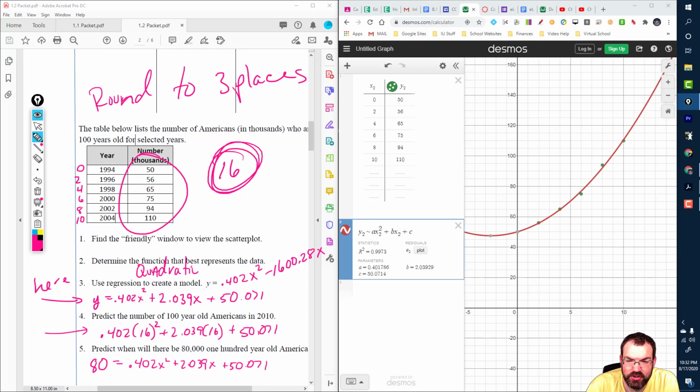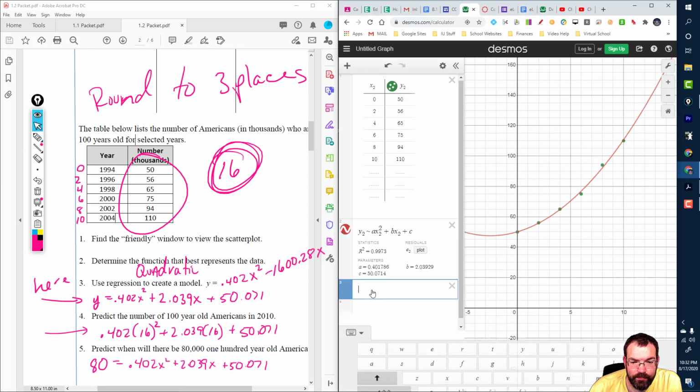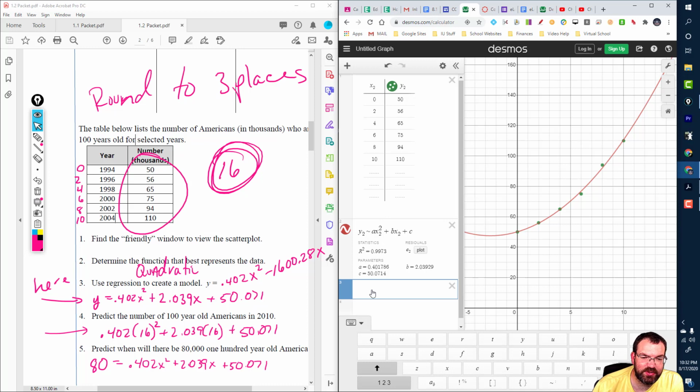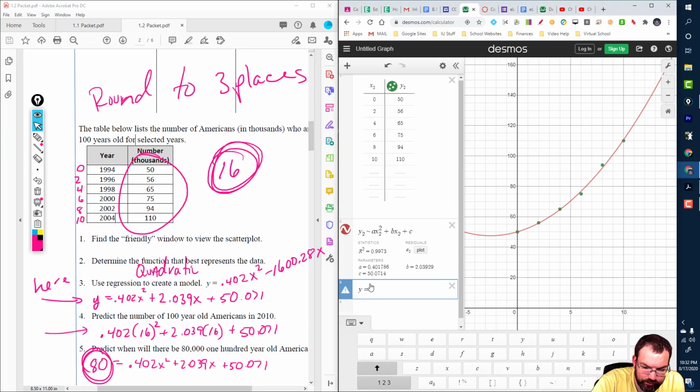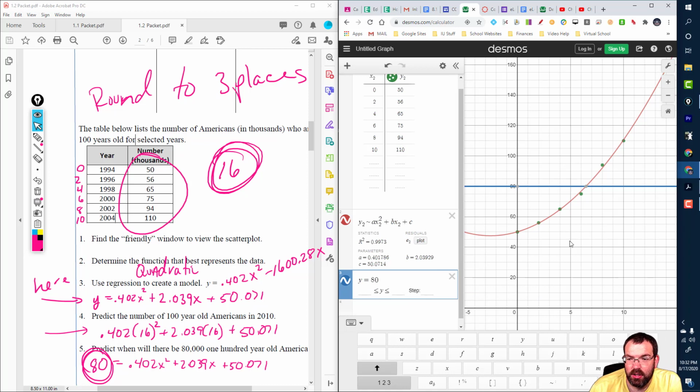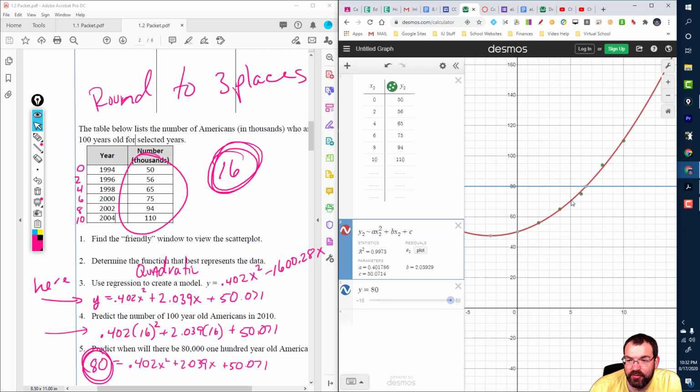Well, guess what? Desmos can do that for you. Here's what Desmos is going to do. I'm going to make a third row. Remember in the last video for Desmos, last section, whenever we wanted a y value to be equal to something, I can just create it right here. Put y equals 80. So that's what I'm going to do. I'm going to make this y equals 80, and I want to find out where the graph touches that point. And I found it right there.